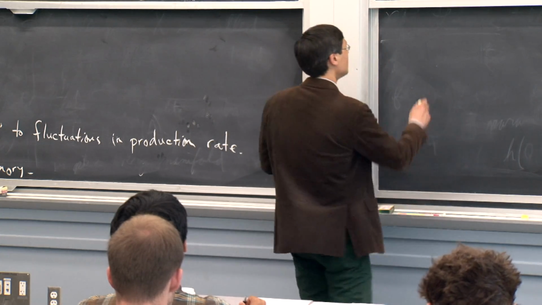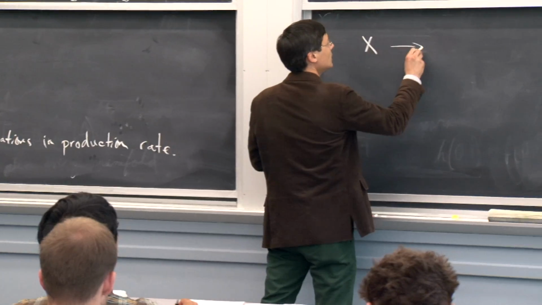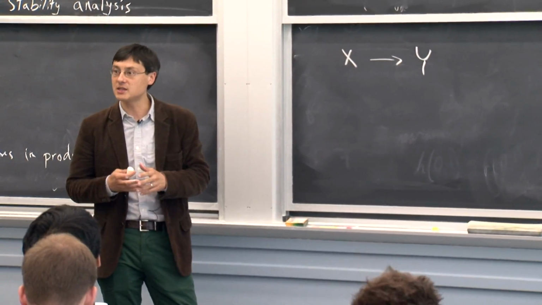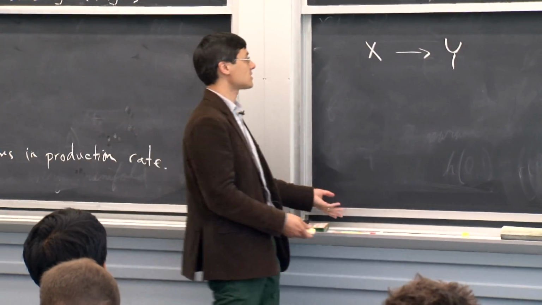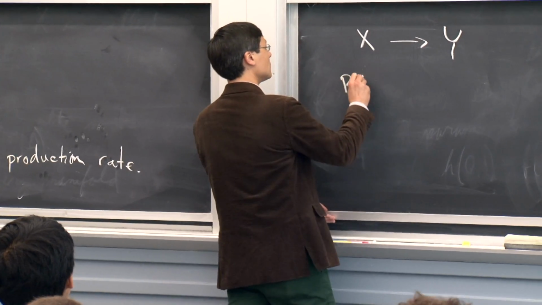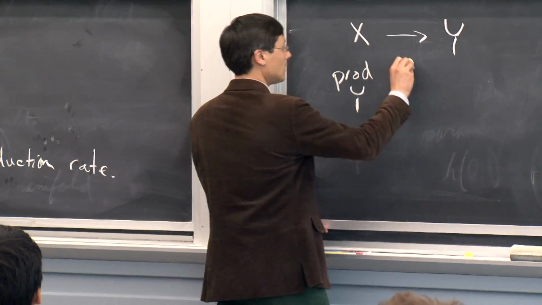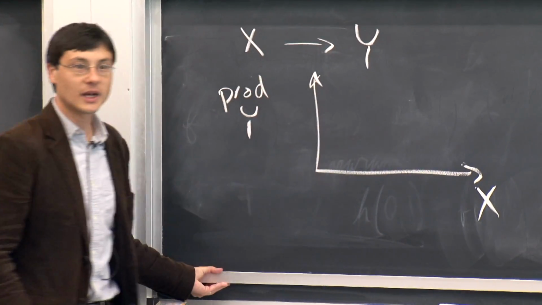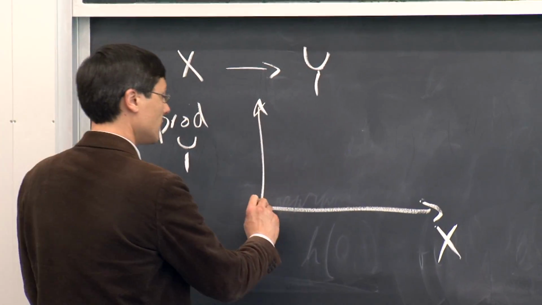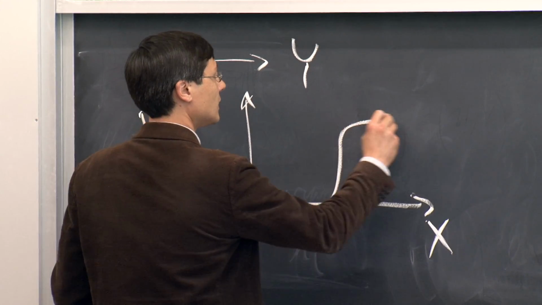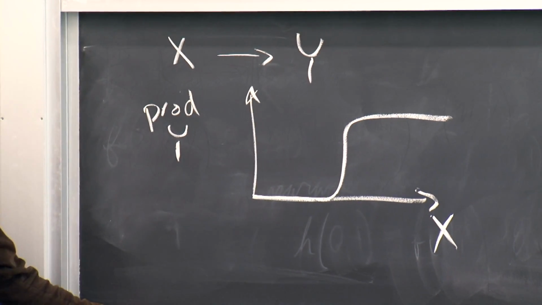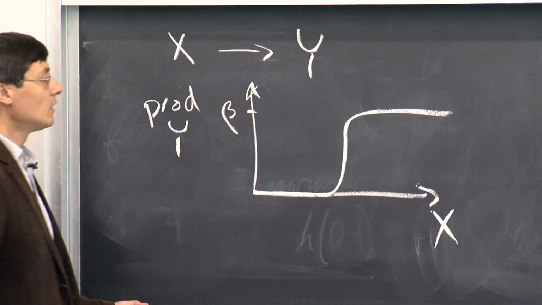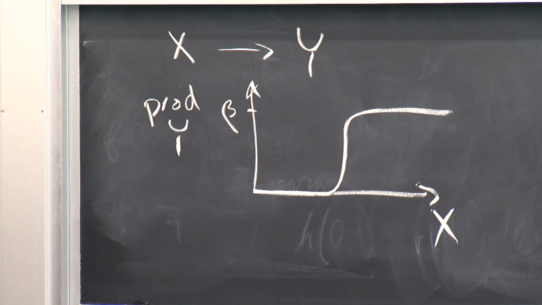So if you have, say, X activating Y, then what you might like in many cases is an essentially digital response, where if you think about the production rate of Y as a function of this input X, you might like it to be very sharp: essentially 0, quickly coming up, and then saturating at some level, beta maybe. Now, the question is, how can you do that?